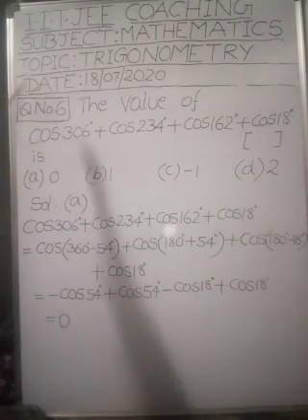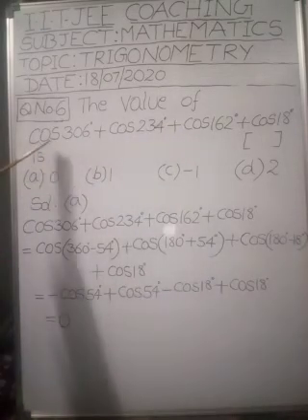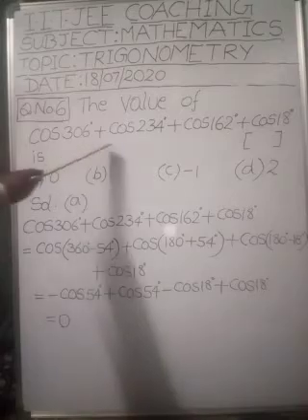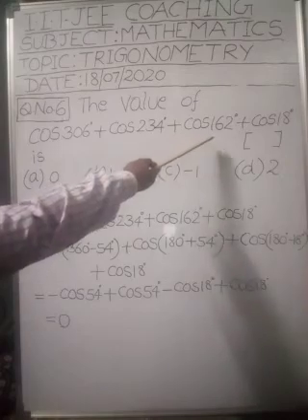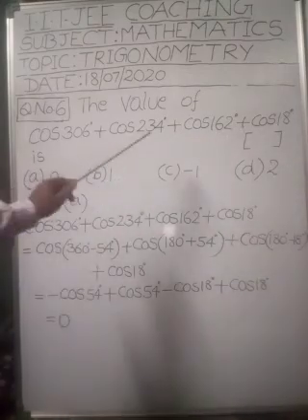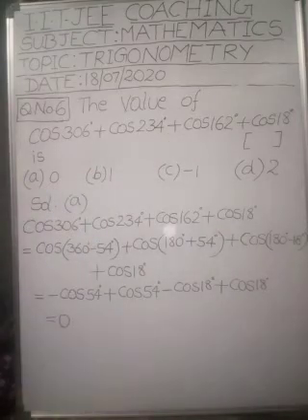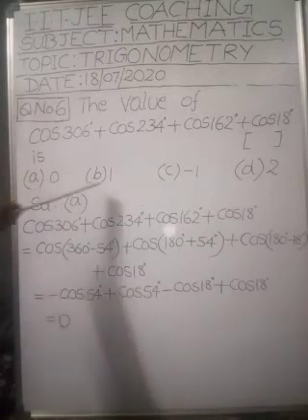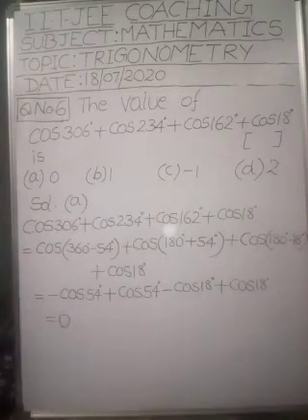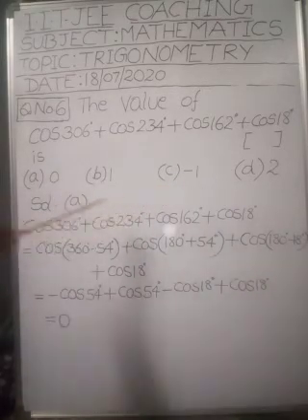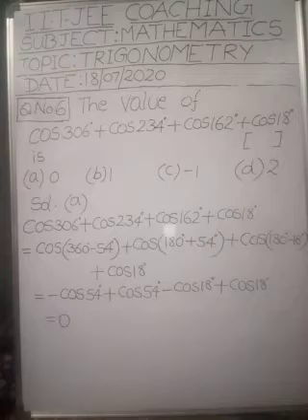Now come to question number 6. The value of cos 360 degrees plus cos 234 degrees plus cos 162 degrees plus cos 18 degrees is, we have to find the value of this expression. See the options. First option is 0, second option is 1, third option is -1, and fourth option is 2. Out of these four options, the first option is the correct option. Let us see how.